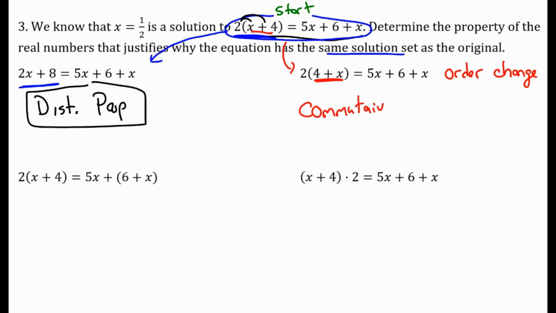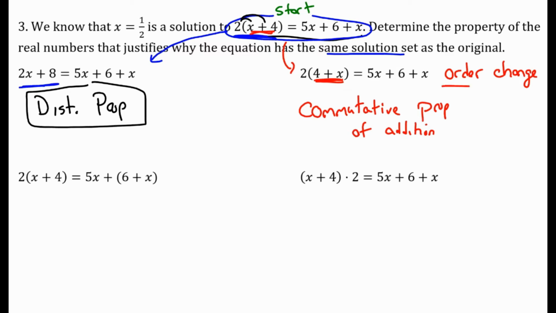And the commutative property says that I can change the order in which I add things. I can do x plus 4, or that's really the same as 4 plus x. This is the commutative property of addition, because I'm switching the order of addition. Addition is a commutative operation. I can do 4 plus x, or I could do x plus 4. And in doing so, I'm not changing the solution of the equation. It's still the same equation, it just looks a little bit different.